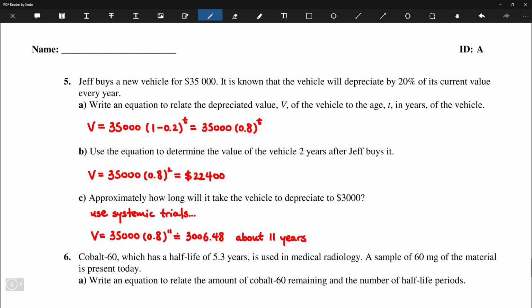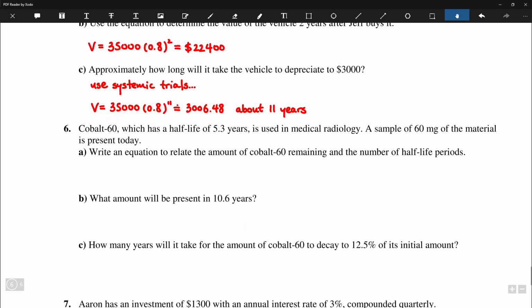Okay, number 6. So cobalt 60 has a half-life of 5.3 years. A sample of 60 milligrams is present today. So the amount left will be equal to 60, which is the initial value, multiplied by 1/2, because this is a half-life question, and then to the power of n over 5.3, where n is the unit of time that we're going to be using, which is in years.